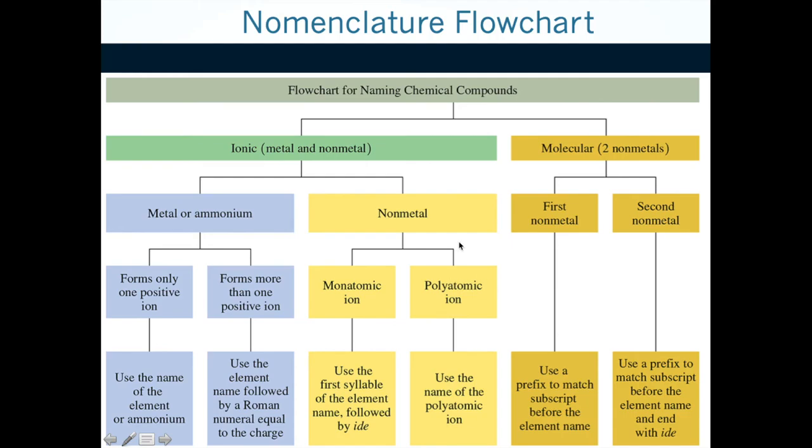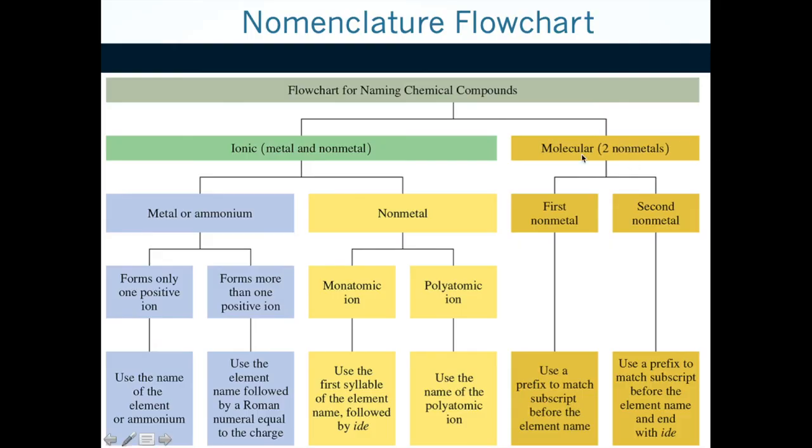The nonmetal, of course, if it's just one nonmetal, you just add that "ide" ending to it. If it's a polyatomic ion, then you simply say the name of the polyatomic ion. Again, really straightforward, but you just have to recognize this in your formula. You recognize that you have a polyatomic ion because there's more than one nonmetal present.